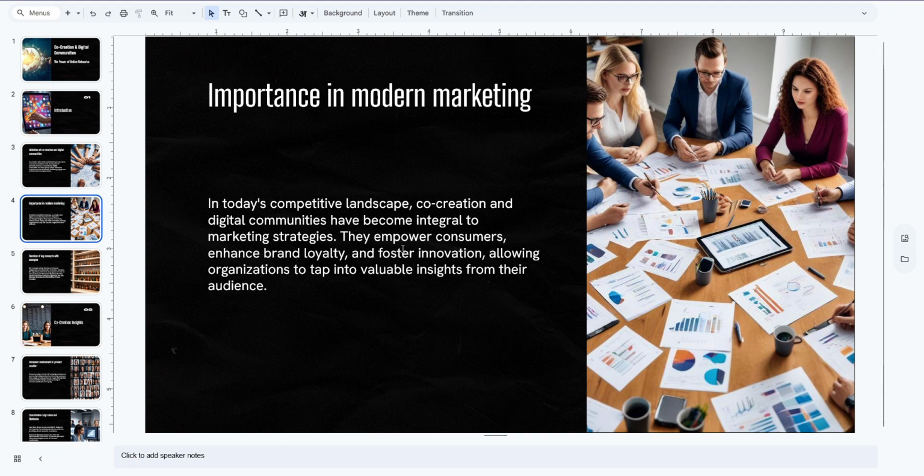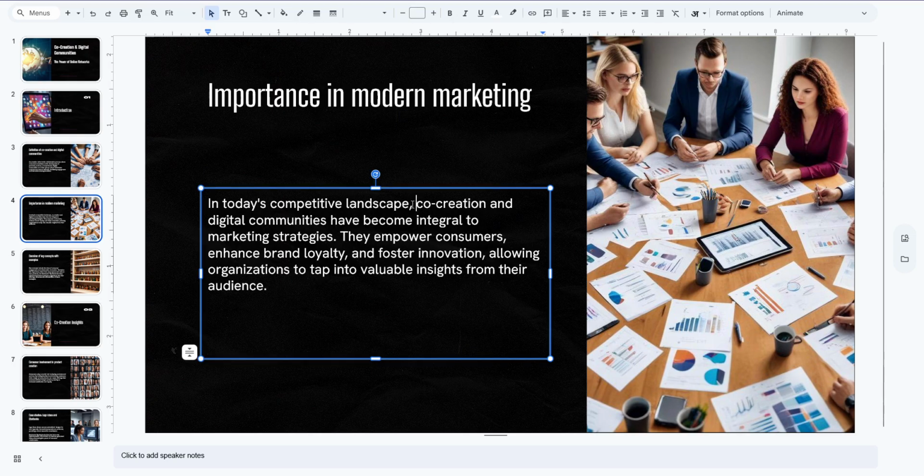So similarly, co-creation and digital communities have become integral to marketing strategies. Companies are using co-creation and digital communities for marketing their products because it's cost effective, lesser cost.